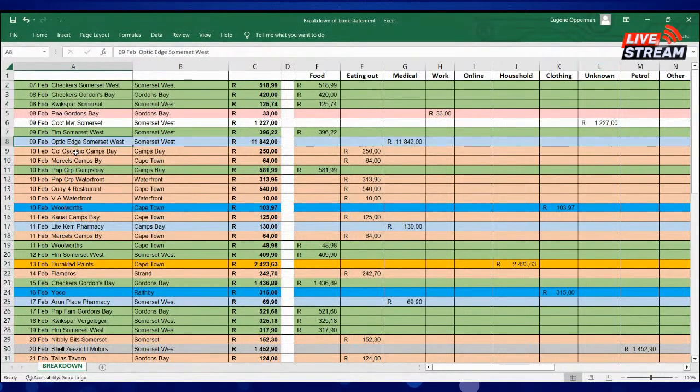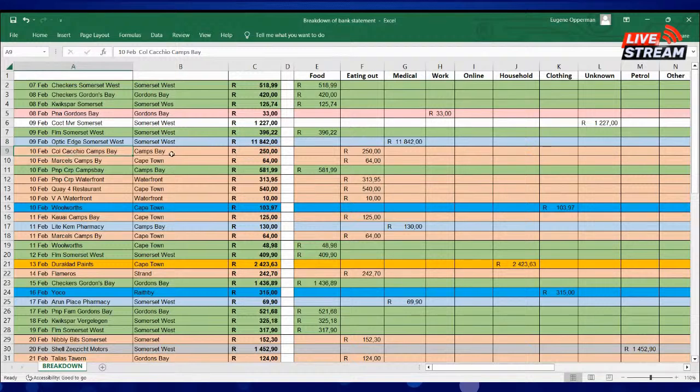Optic Edge, if you do a simple Google search, you would see that that is an optometrist. So obviously that would fall under medical. And there also you could question the respondent on, you know what, if he does have a medical aid, why was it necessary for an additional payment of 11,000 Rand? Was it for him? Was it not for his girlfriend? Was it not for somebody else? That is definitely something that could be cross-examined and be clarified beforehand.